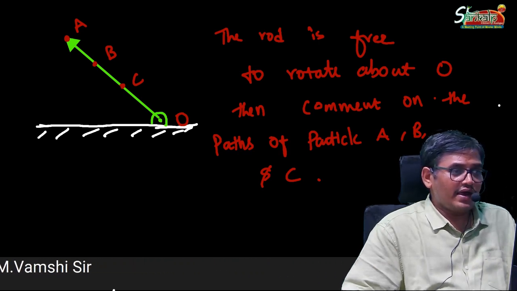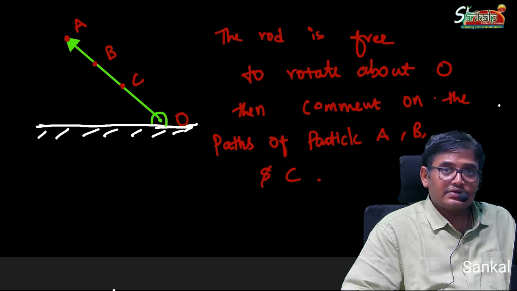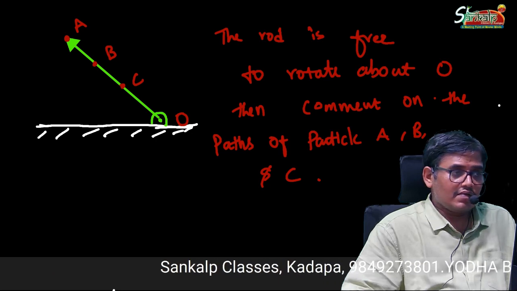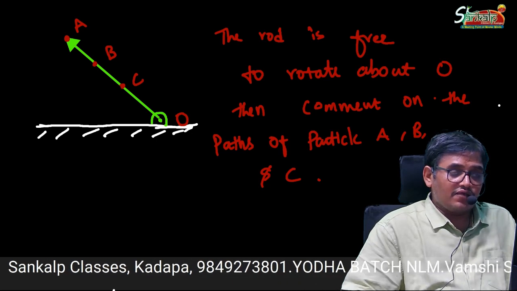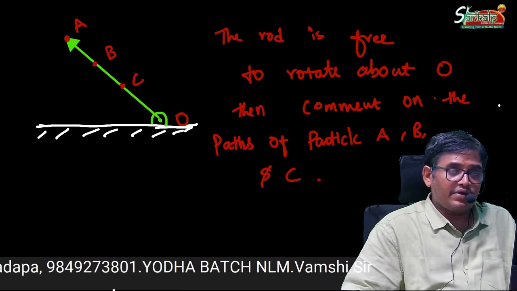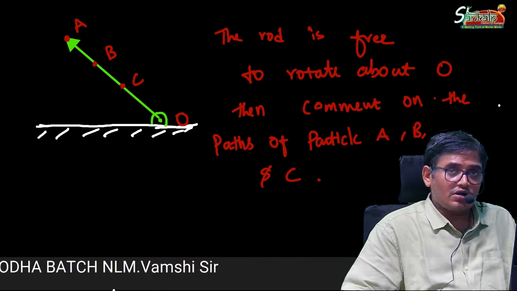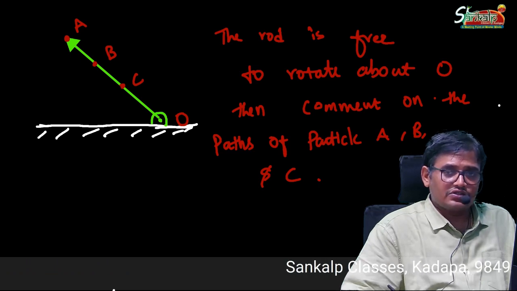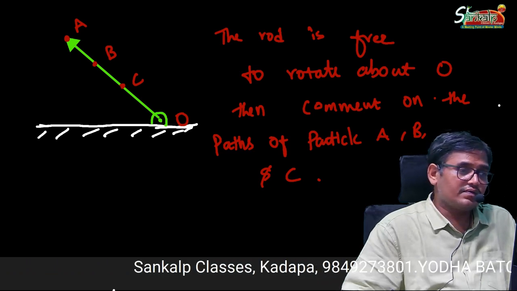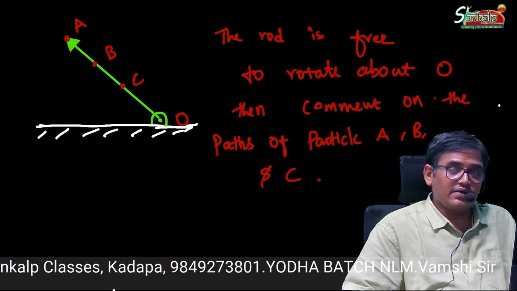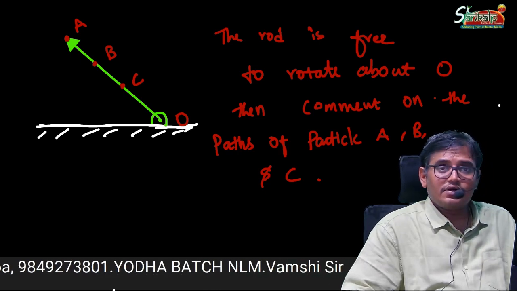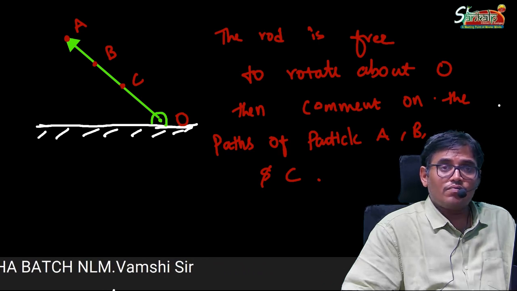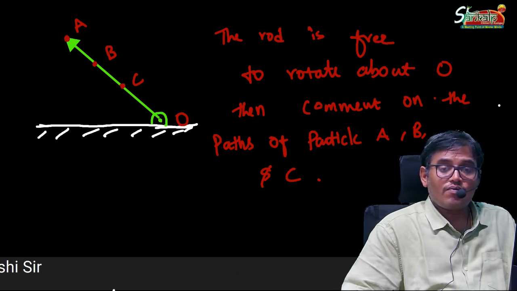What is the path followed by A? What type of path? I asked about the path followed by point A, point B and point C on the rod. What path do they follow? Straight line, parabola, ellipse, hyperbola, circular. Can you say, Vivek? What type of path will A follow, B follow and C follow? Say.